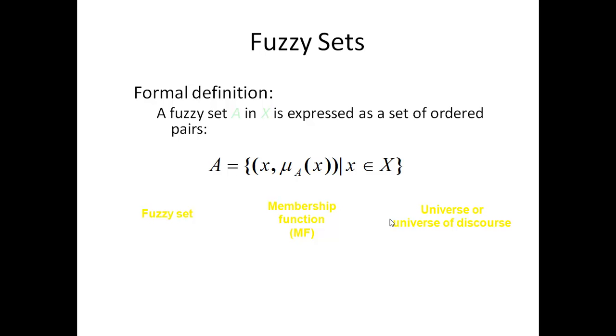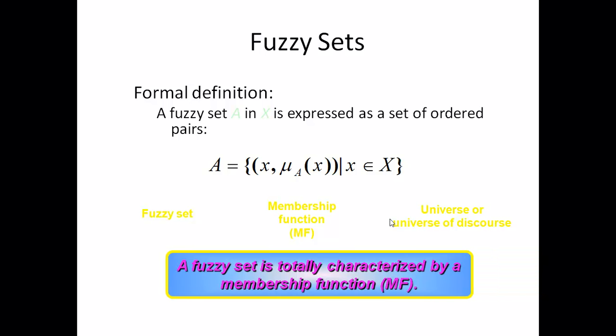So the formal definition of fuzzy set: a set is said to be fuzzy set in X is expressed as a set of ordered pairs, and the fuzzy set A is a collection of all points X in the universal set X or universe of discourse, where we are finding the ordered pairs by taking the point with its membership functional value at that point. And since we are finding the fuzzy set A, this is written as mu of A. So fuzzy set A is a set of all points X taken together with its membership functional values at that point. Thus, the fuzzy set is totally characterized by the membership function, which is going to be written shortly as MF.